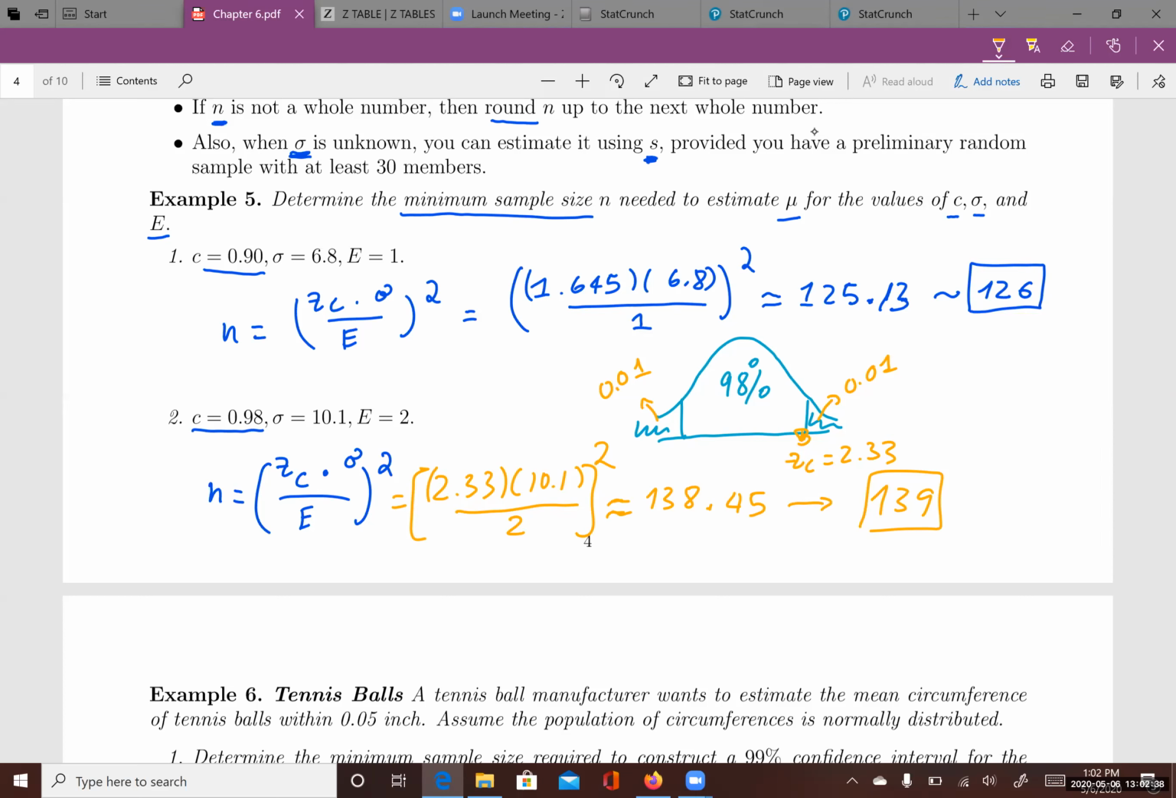You are welcome to collect a bigger sample size, but this is the minimum size that you need to collect in order to achieve this margin of error with these confidence intervals. All right.